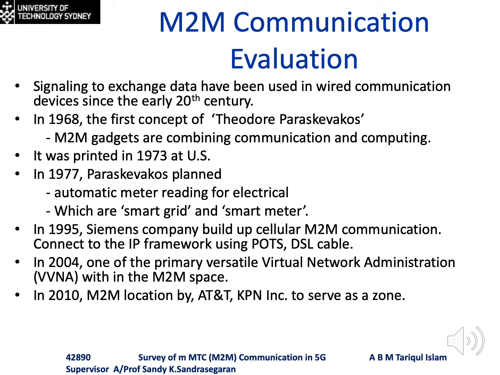Now, the evolution of M2M communication. Signaling to exchange data has been used in wired communication devices since the early 20th century. In 1968, Theodore Paraskevakos conceived the first concept of M2M devices combining communication and computing. It was printed in 1973 in the US. In 1977, Paraskevakos planned automatic meter reading for electricity, which are smart grid and smart meter. In 1995, Siemens built cellular M2M communication connected to the IP framework using DSL cable ports. In 2004, one of the primary mobile virtual network administrations in the M2M space appeared. In 2010, M2M location by AT&T and KPN was incorporated to serve as a zone. In 2013, M2M network benefit suppliers Chorus Telematics, Prophet Digi Worldwide, Wireless and Telit formed the Global M2M Council.